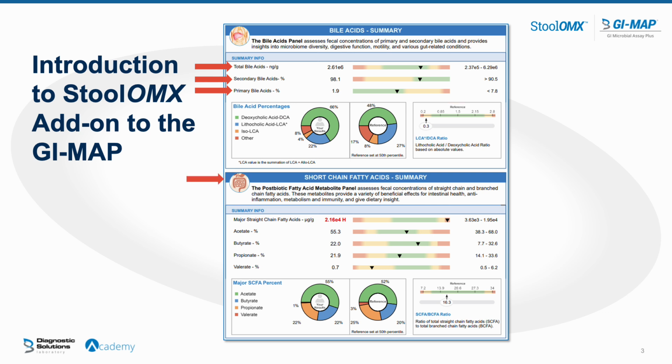Next, you can see the summary of the short-chain fatty acids. We get the total quantity and the percentages of the major short-chain fatty acids, represented both in this bar graph and at the bottom here in the donut charts. Last on this page, in the bottom right-hand corner, you see the straight-chain fatty acid to branch-chain fatty acid ratio. And we will dive deeper into each of these sections along the way.